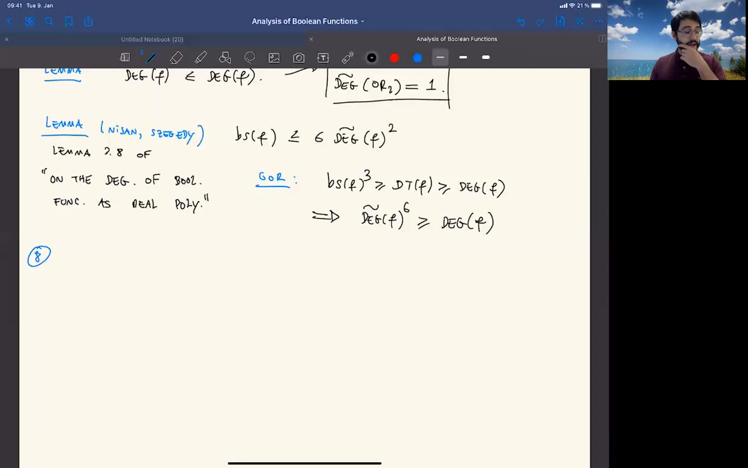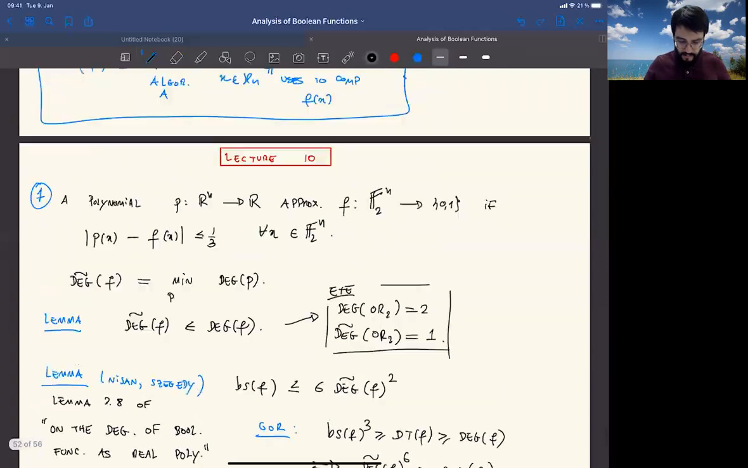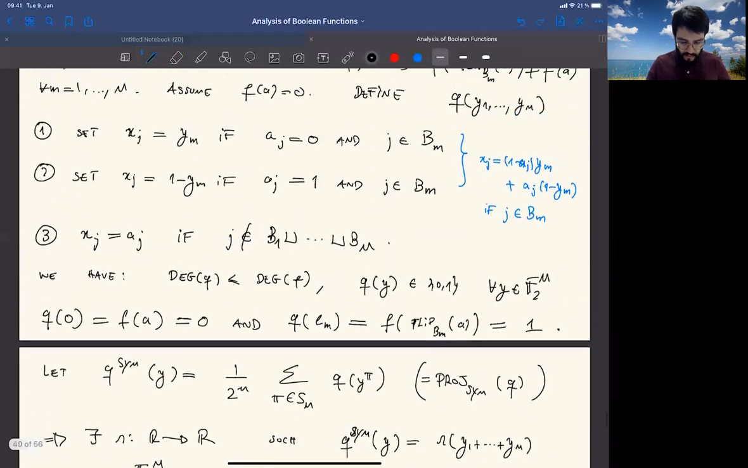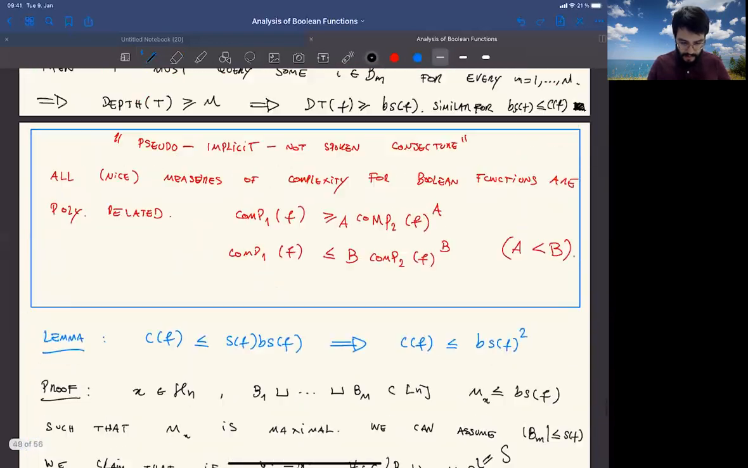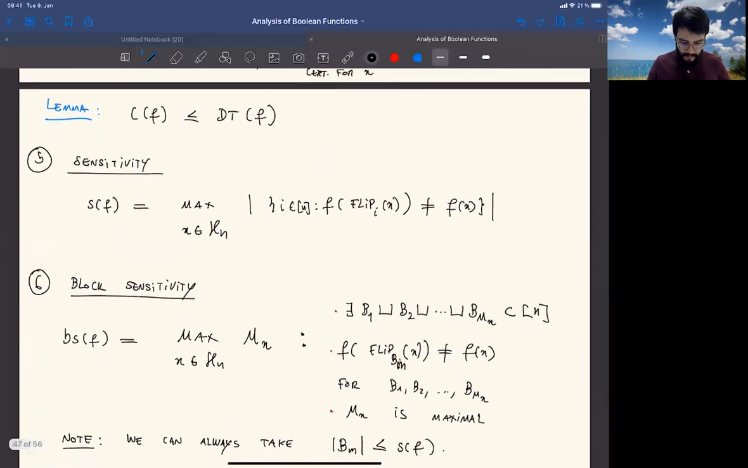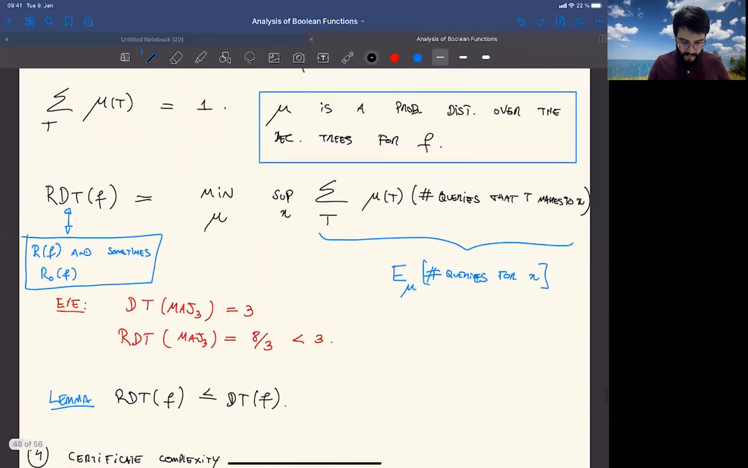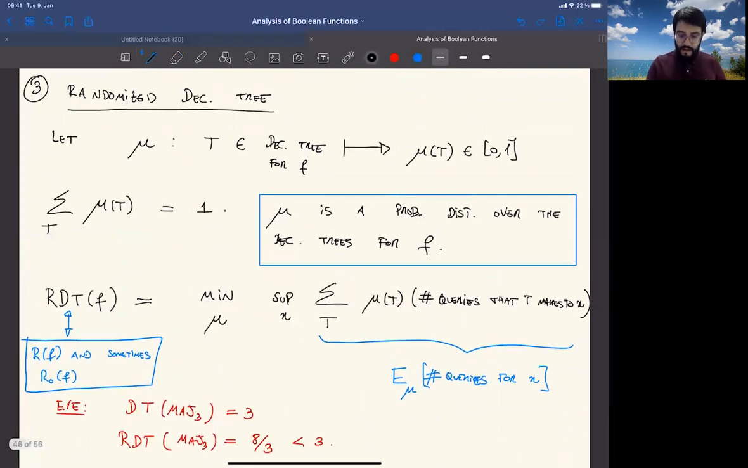So now we start to see the randomized. We already saw in the previous lecture a randomized decision tree. Let me just recall it quickly. This is randomized decision tree complexity. You have all these possible decision trees for a function, and then you choose a certain weighted sum, say a certain measure over the set of trees. So it's a probability distribution, say.